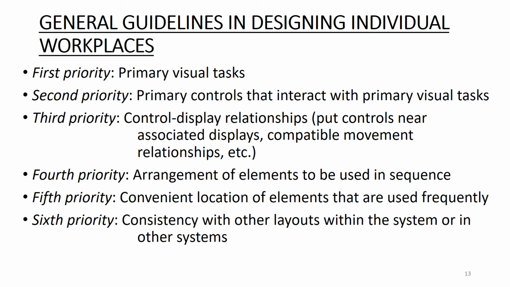Now we have general guidelines in designing individual workplaces. The first priority should be the primary visual task. The second is primary controls that interact with the primary visual tasks. The third priority should be given to control display relationship, that is, put controls near the associated displays, or use compatibility criteria. The fourth priority should be arrangement of elements to be used in sequence. The fifth is to conveniently locate the elements that are used frequently. And the last one is consistency with other layouts within the system or other systems. So these are the six priorities that should be given in designing an individual workspace.